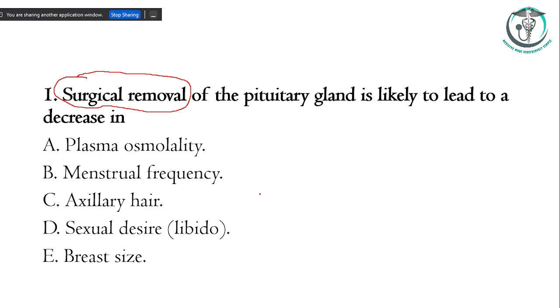Sexual desire, libido. True or false? Why? Why false? Or someone who said false? You know, when there's a hormonal disturbance, the feelings you get are because of hormones. When you're having sex, there are a lot of hormones. Don't confuse this with the oxytocin I talked about. But hormones have a lot to play in terms of libido and the like. So it would be true. Breast size.